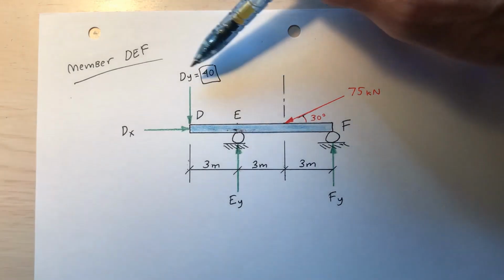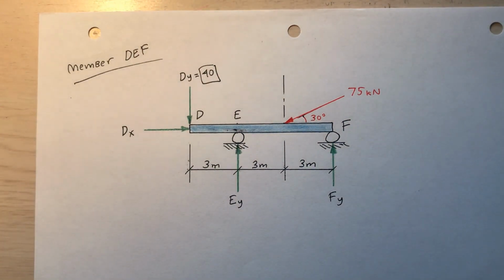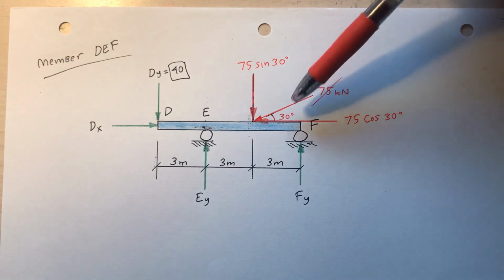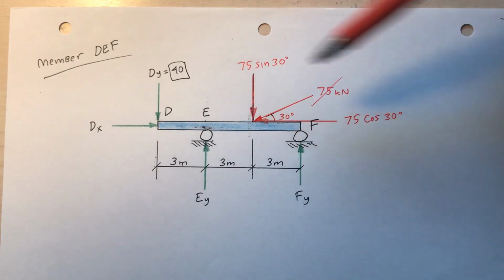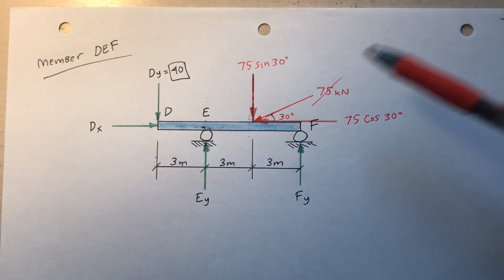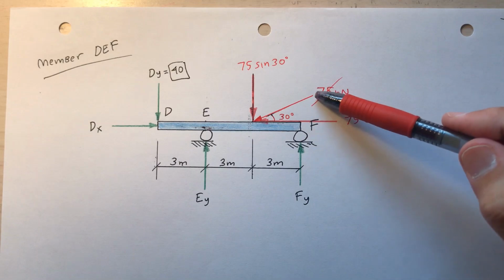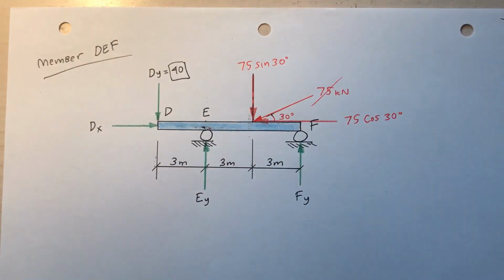Okay, so I already know the d sub y is 40. I don't know d sub x yet. You see that 75? I'm going to break it up into horizontal and vertical components. Okay, and I do that. I replace the 75 at 30 degrees with horizontal 75 cosine 30 and vertical 75 sine 30. And I crossed off the 75 here because I'm replacing this 75 at 30 with horizontal and vertical.